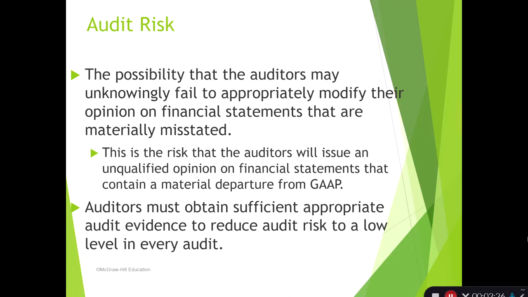Now, in order to make sure that, or to mitigate that risk, the risk that we got the audit wrong, the conclusion wrong, the opinion wrong, we need to obtain enough evidence to make sure that we feel confident in our conclusion, right? So audit risk is the probability we're going to get the conclusion wrong, and so we need to make sure we get enough evidence to feel comfortable in making the right conclusion.